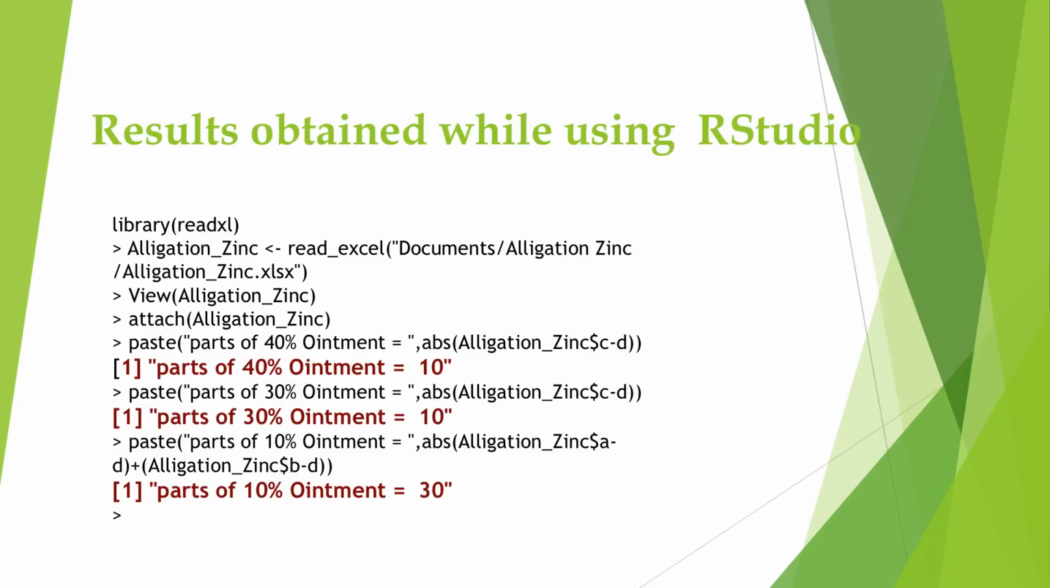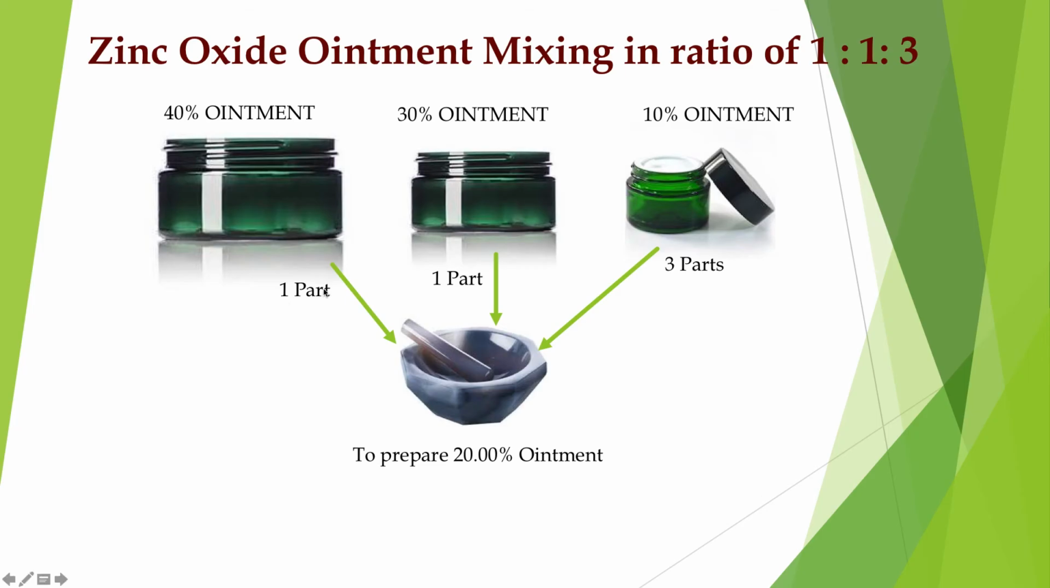Here are the results we have got from RStudio. We need 10 parts of 40% ointment, 10 parts of 30% ointment, and 30 parts of 10% ointment to produce the desired 20% ointment. As far as the ratio is concerned, we need 1:1:3. We need 1 part of the 40% ointment, 1 part of the 30% ointment, and 3 parts of the 10% ointment to produce our desired strength ointment, that is 20% ointment.